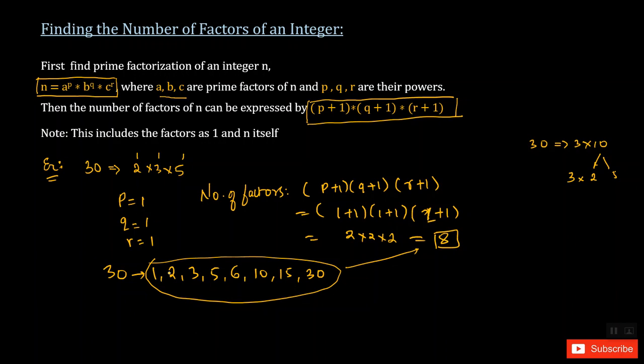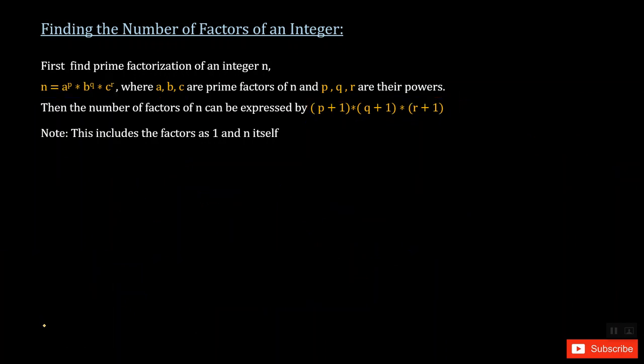Let's take another example. Find how many factors the number 450 has. First, I have to write 450 in terms of primes. I can write 450 as 45 times 10, right? Then, either by the factor tree method or any other method you know, prime factorize this 45.